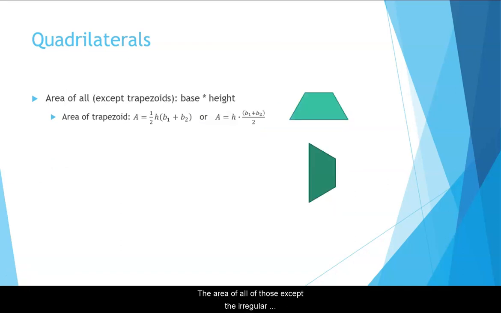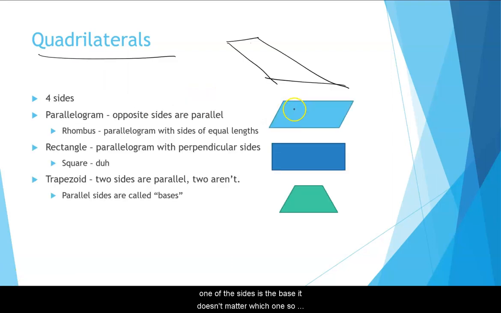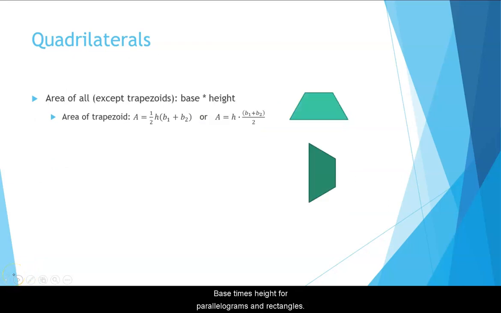The area of all of those, except the irregular quadrilaterals and trapezoids, is base times height. Being really specific, in a parallelogram, one of these sides is the base. It doesn't matter which one. So let's say this is the base. And then the height would be something that meets it at a 90-degree angle, a right angle. So base times height for parallelograms and rectangles.